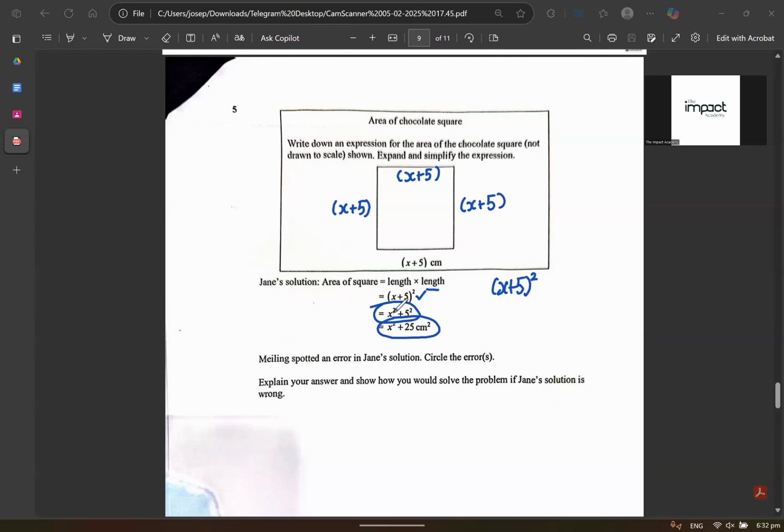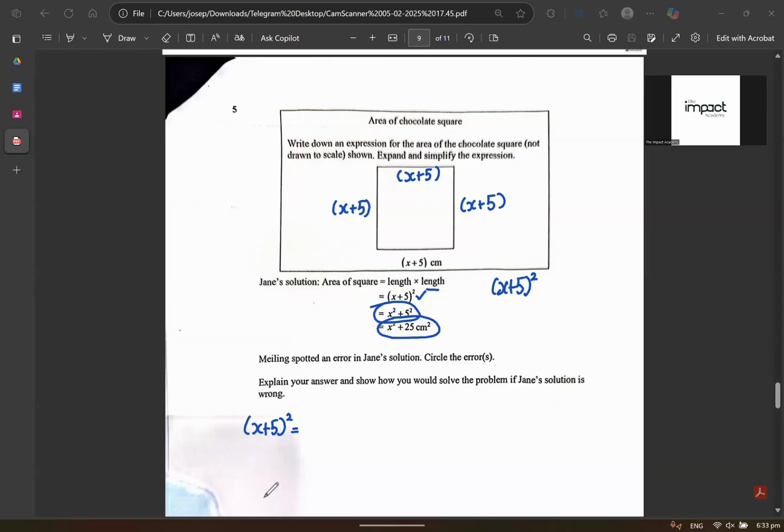Mei Ling says, Jane, let me help you. How do you think Mei Ling helps her? Solving this: (x + 5) squared is equal to, well, a special identity? Yes. Special identity. I know you texted me and asked me, with a special identity, is it all square?